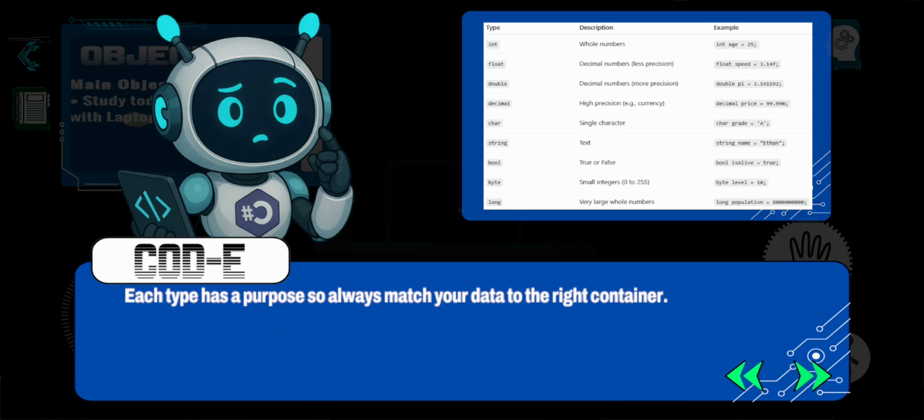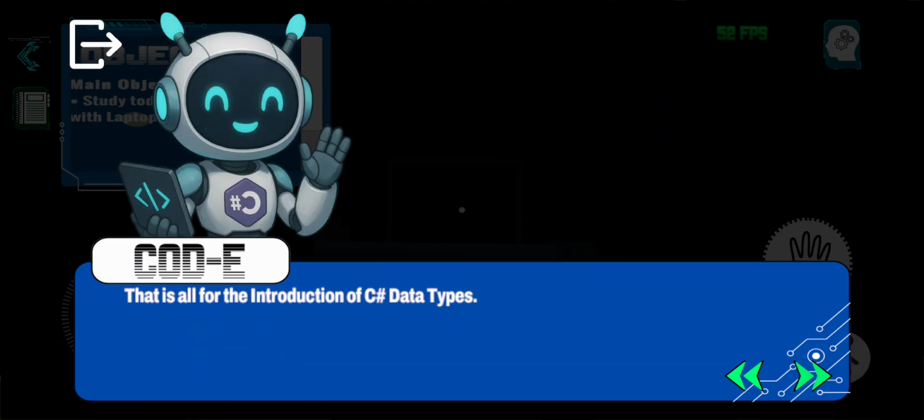Each type has a purpose, so always match your data to the right container. That is all for the introduction of C# data types.